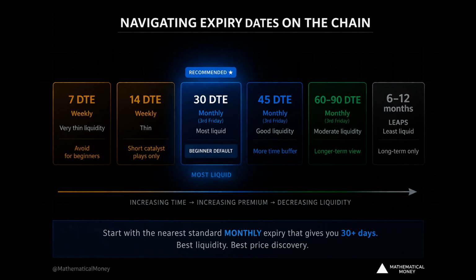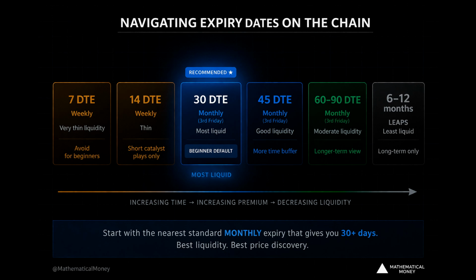Selecting the expiry date is the first step before you read a chain. Most platforms show you a drop-down or tab at the top with all available expiries. Weekly, monthly, and sometimes quarterly. The dates are listed in order from nearest to furthest. Standard monthly options expire on the third Friday of every month. Weekly options expire every Friday. For the examples in this series, we use monthly expiries in the 30 to 45-day range. Enough time for a thesis to develop, enough liquidity to get in and out cleanly.